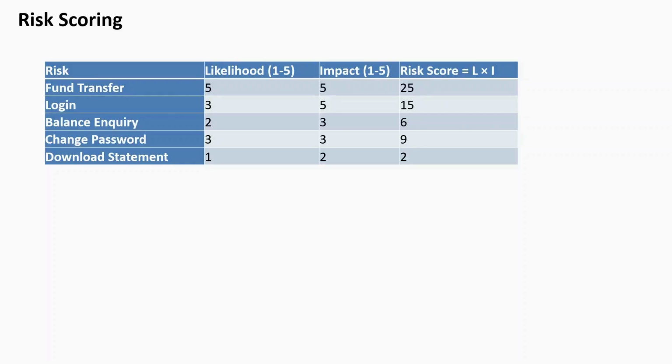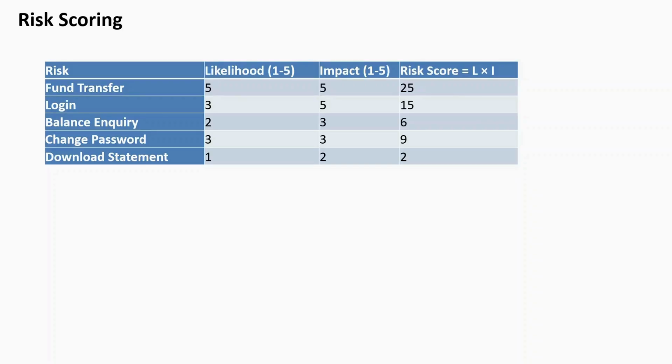Okay, the likelihood and impact are both rated on a scale from 1 to 5, where 1 means low and 5 means high. And the risk score is basically a product of likelihood and impact. Let us take fund transfer as an example, where its likelihood is 5.